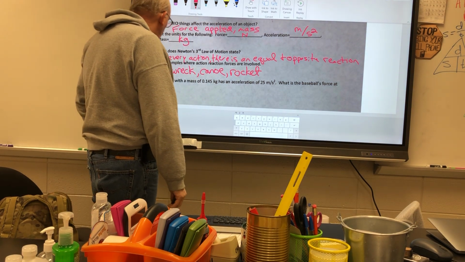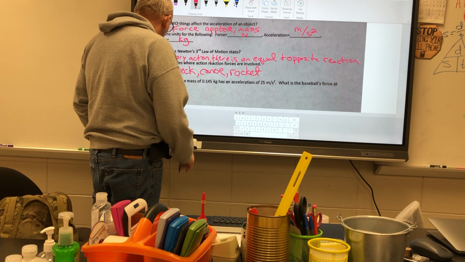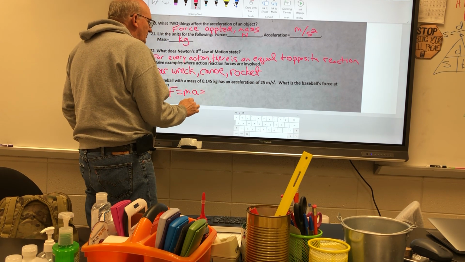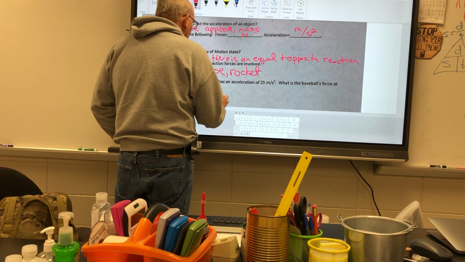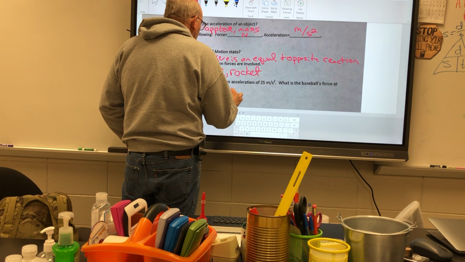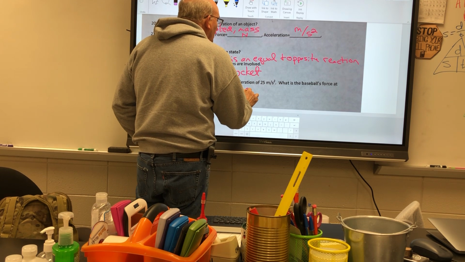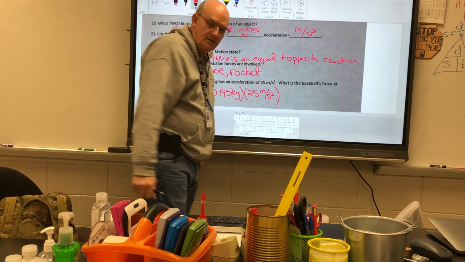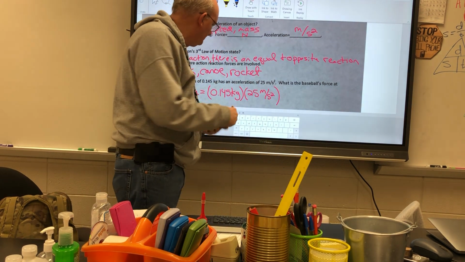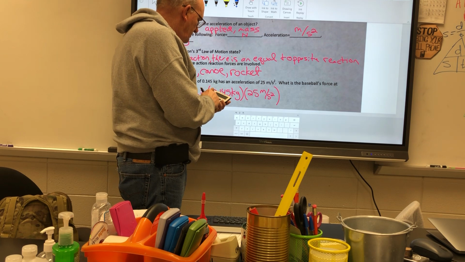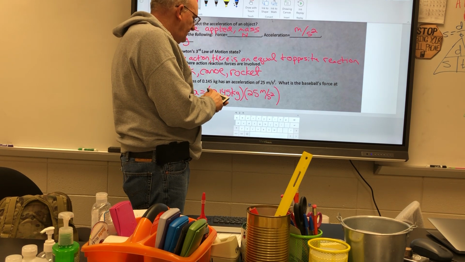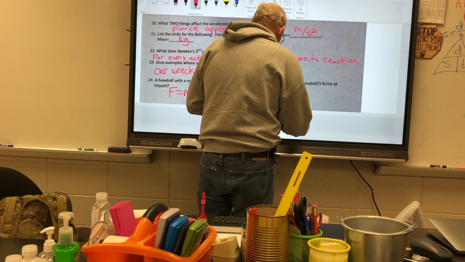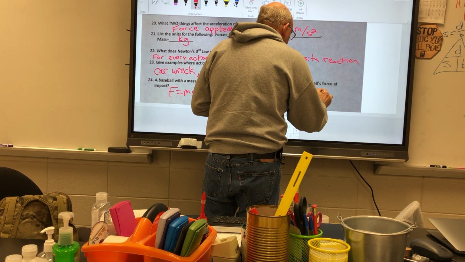Here's an example of a math problem. Once we know the force, we know that according to Newton's law, force is equal to mass times acceleration. In this case, it's 0.145 kilograms for the mass, and the acceleration is 25 meters per second squared. Gonna need a calculator. You take 0.145 times 25. It's 3.625 newtons.